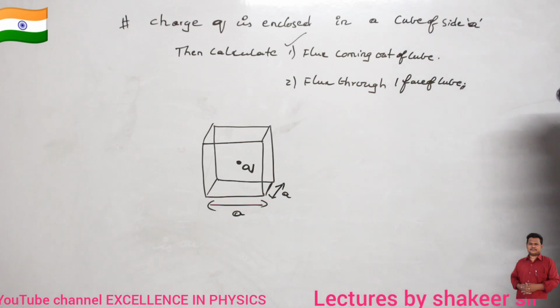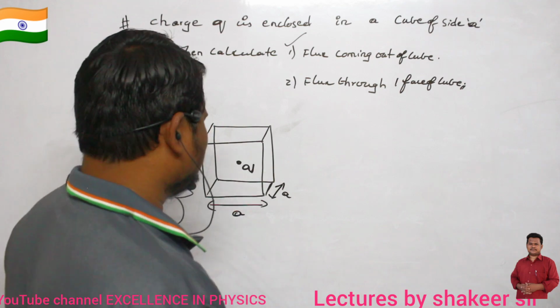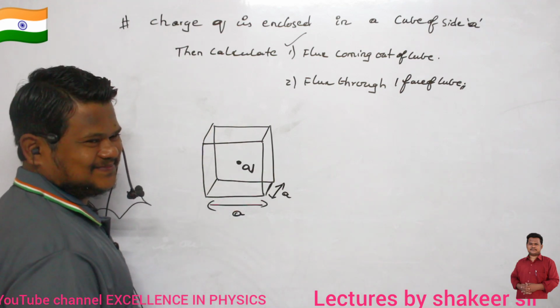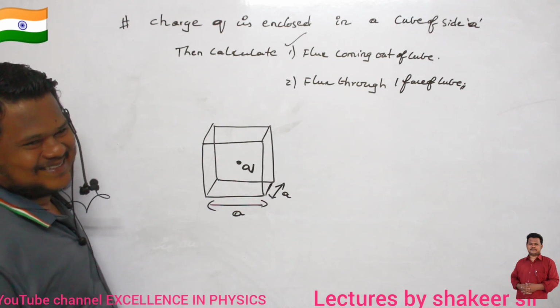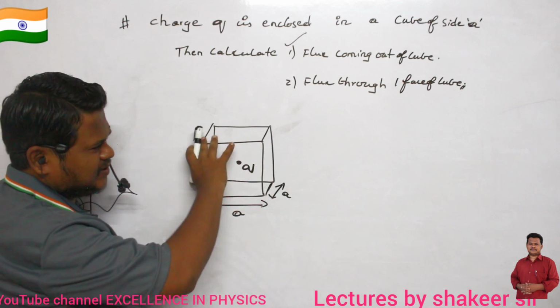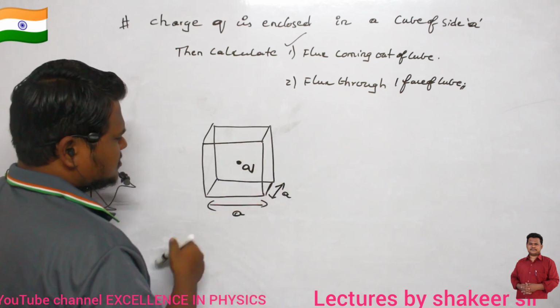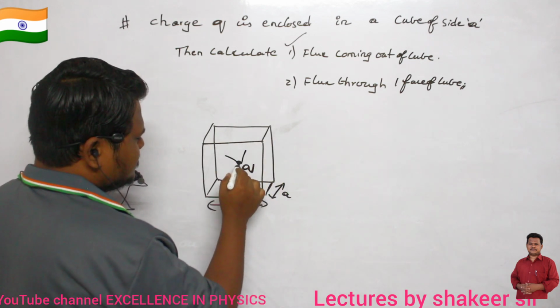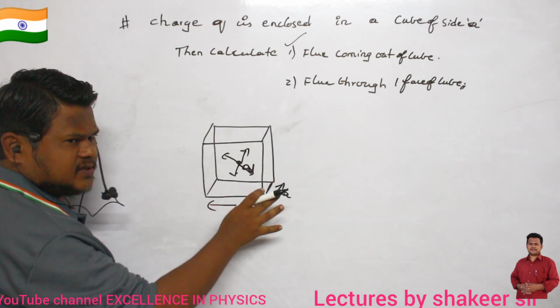How can I calculate? How can I draw the Gaussian surface here? Here the cube itself is a Gaussian surface. So therefore, total electric lines which are produced at the charge must come out of this total cube.